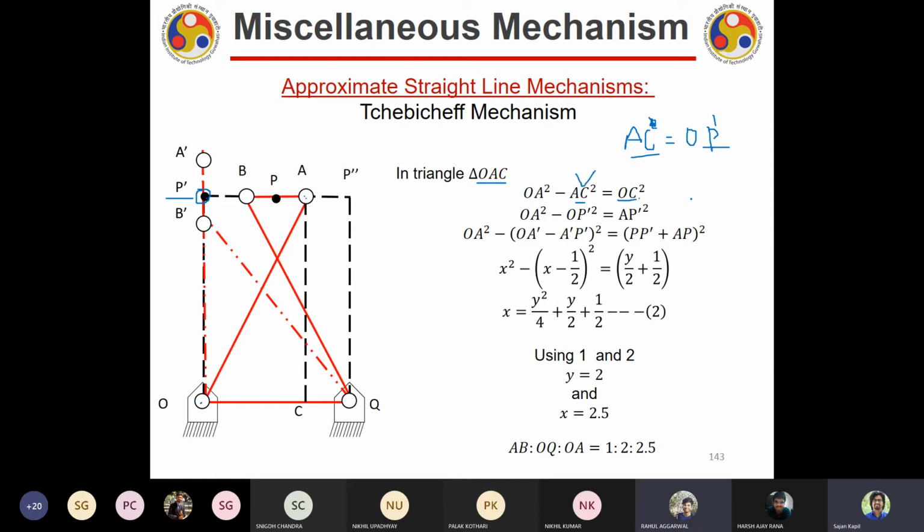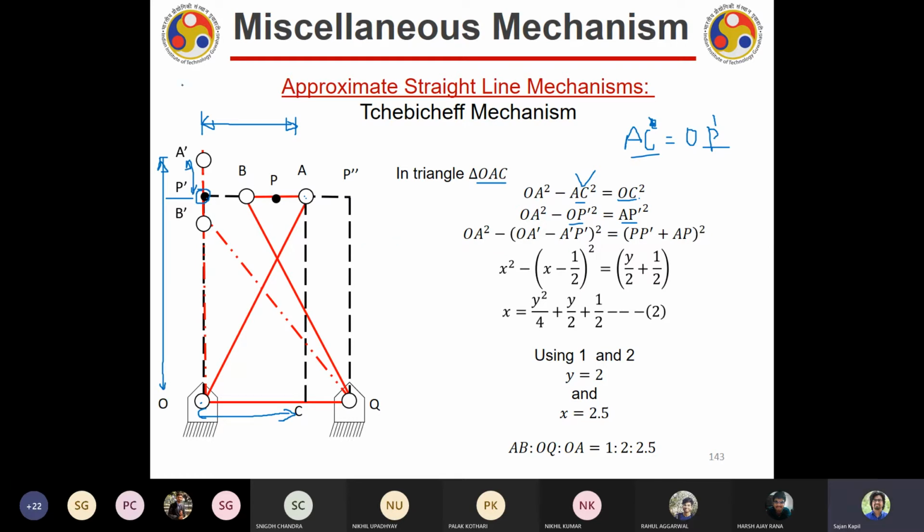Then it is saying OC square equals AP dash square. AP dash is nothing but this distance, and OC is also this distance. So I can write this distance as this distance, nothing else. Then OP dash is further written as OP dash; this is P dash, this is O. OP dash can be written as OA dash, this length, minus this distance, A dash P dash.